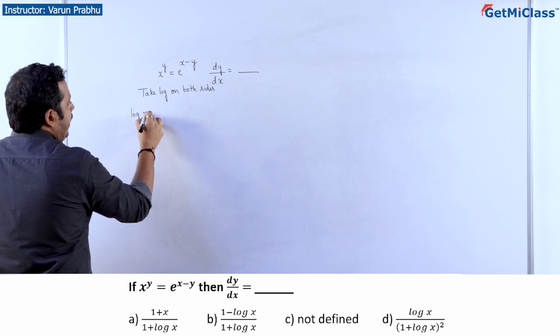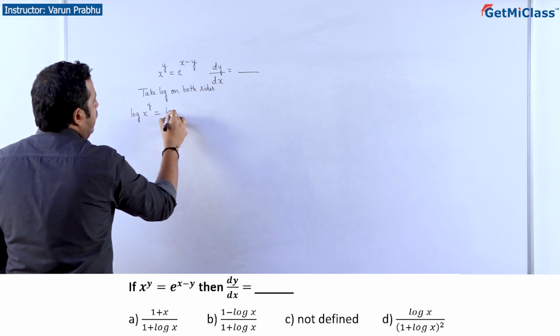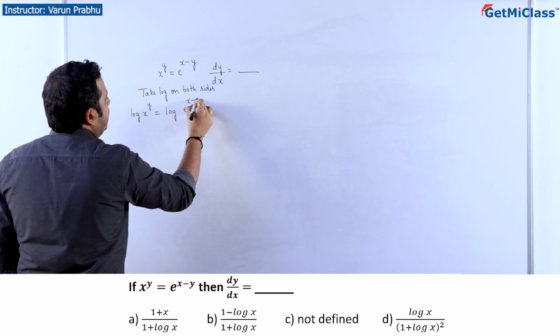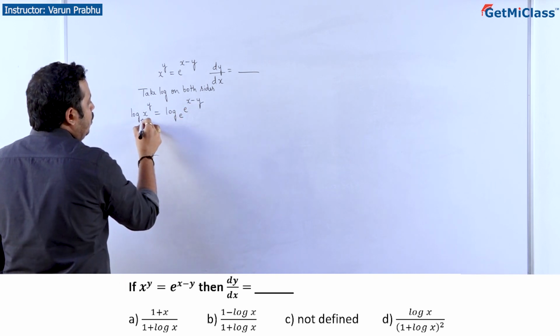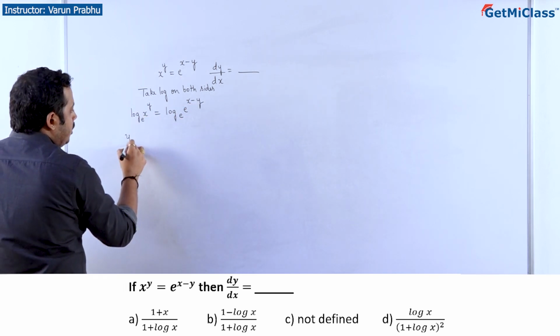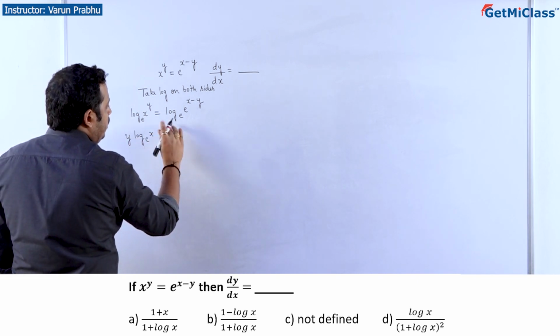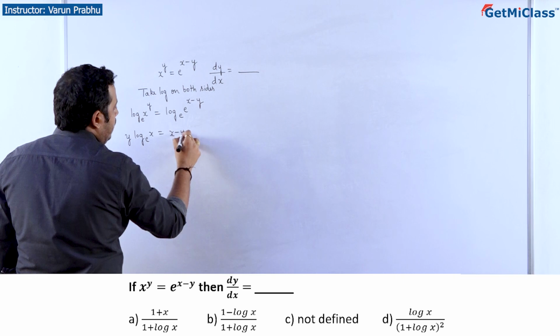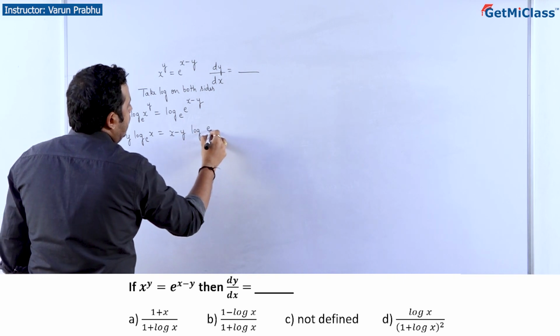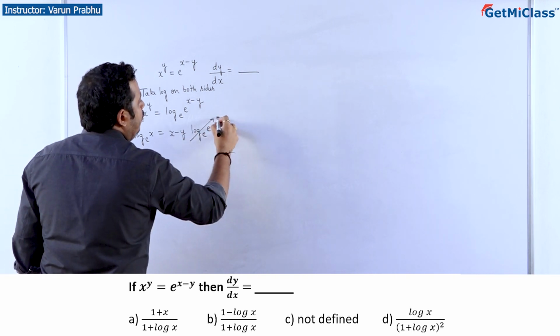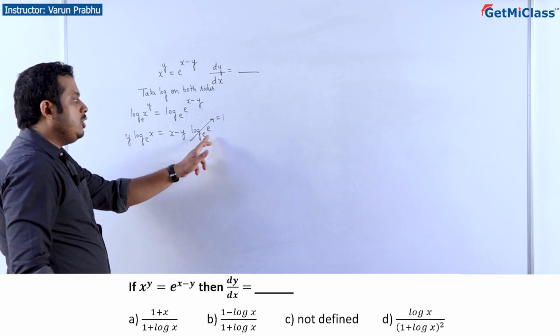log x power y, that is equal to log e power x minus y. And I was clearly telling you the base of log is e here. So I can say y log x to the base e, that is equal to x minus y, log e base e.